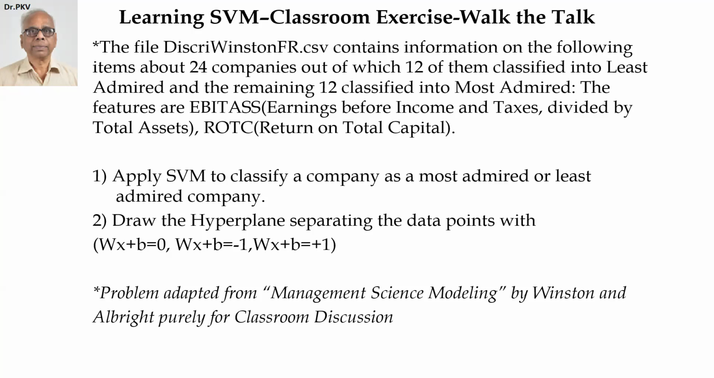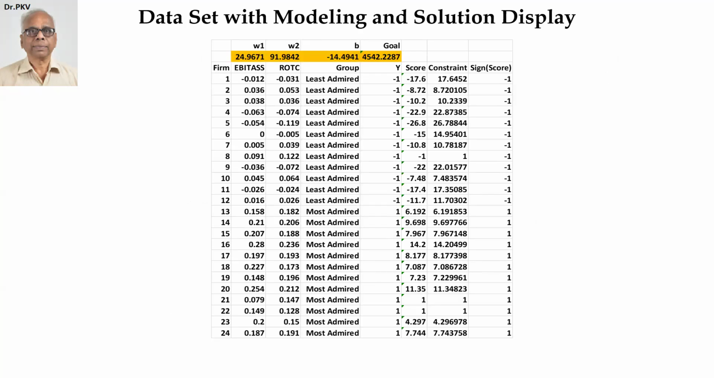Now, we have done the modeling. I have done the modeling in a spreadsheet, Microsoft Excel. I am presenting the solution and the discussion thereof. This is the data set with modeling and solution display. W1, W2, B, and you can see the coefficients 24.9671, 91.9842, and minus 14.4941 is the intercept. And the goal is to minimize the objective function that we have discussed in part 2.